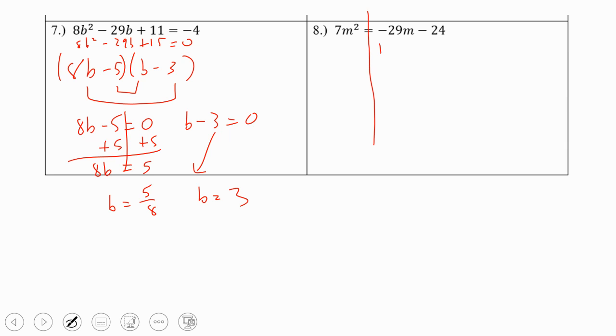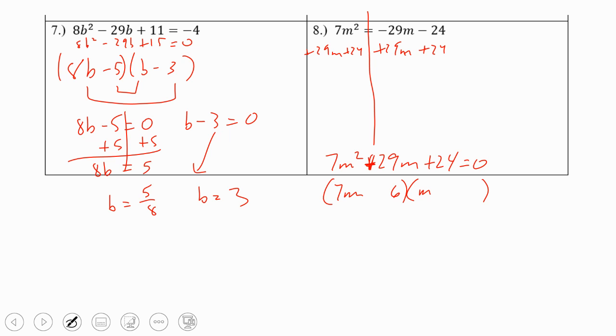So this one, I want to bring everything over to where it's positive. I'm going to rewrite it down here. So 7m squared plus 29m plus 24 equals 0. I know the first factors have to be 7 and 1. So let's just try 6 and 4. Let's hope it's right.